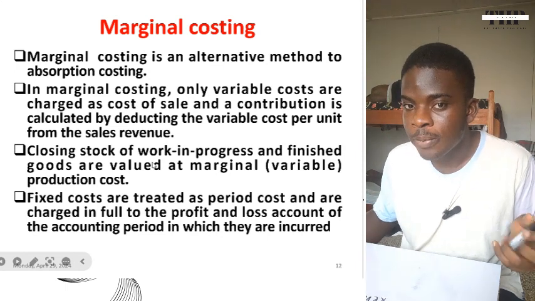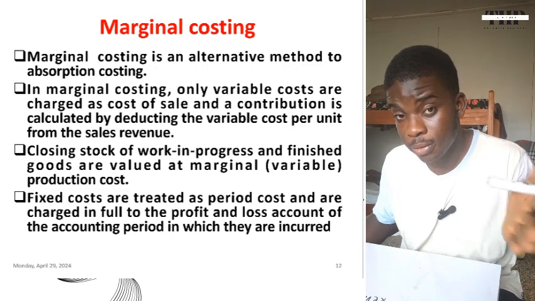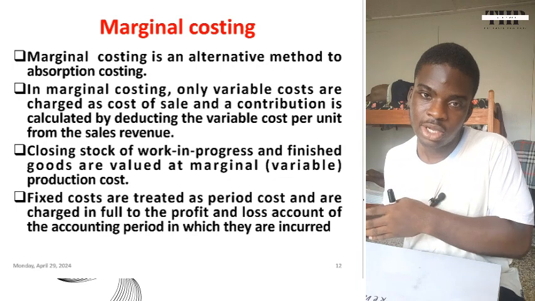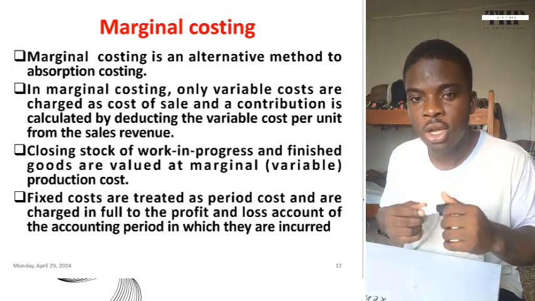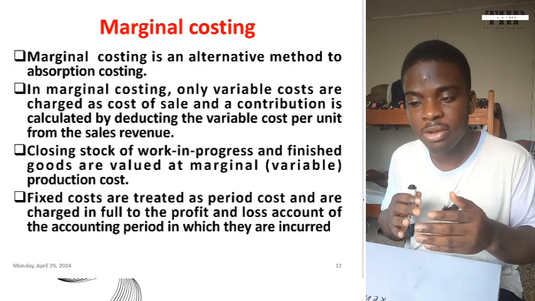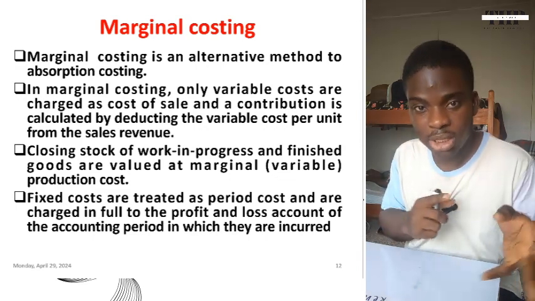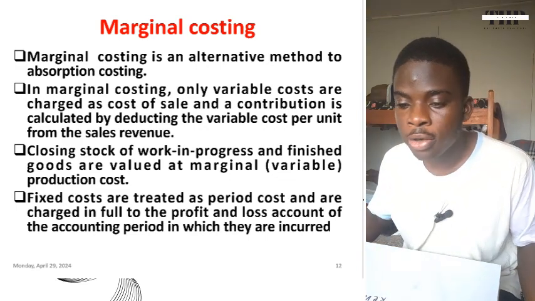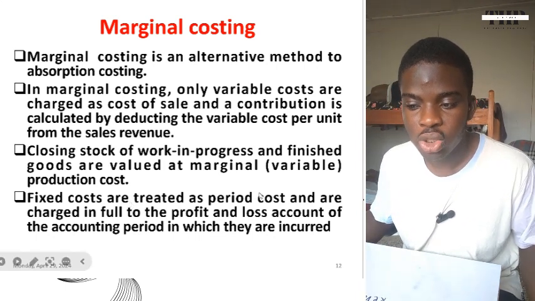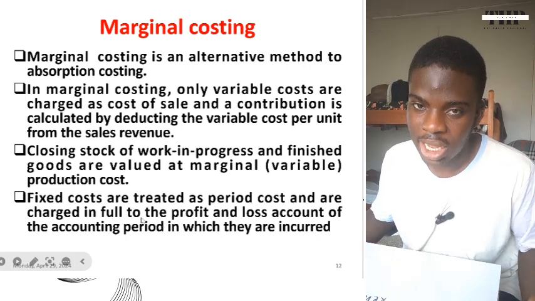Now, closing stock of work in progress and finished goods are valued at marginal production cost. So we will explain that when I'm preparing the income statement. This is just to say that when I'm finding the value of the closing stock, it's going to be the closing stock times the total cost per unit of marginal cost. I've explained it. Now, fixed costs are treated as period cost and are charged in full to the profit and loss account of the accounting period in which they are incurred, right?